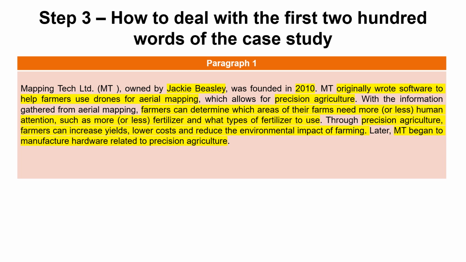So again, Unit 3, finance. Increases yields, lowers costs, environmental impact of farming, corporate social responsibility. MT began to manufacture hardware related to precision agriculture. So again, strategic development of the business, Ansoff's matrix. Okay, market development, product development. So start thinking across the syllabus.